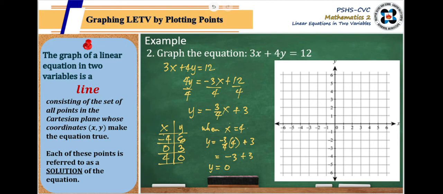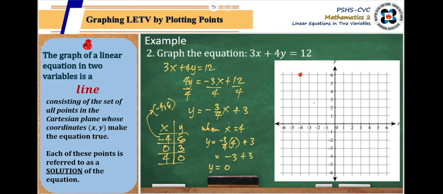So from the table, I'm going to plot now the pair of values that I got. Okay, so let's start with the first solution identified, negative 4, 6. This first pair of values represents the point negative 4, 6 on the Cartesian plane. So we just have to locate negative 4, 6. So where is that point? From the point of origin, we count 4 units to the left and then 6 units up. So we locate this point here. Okay, so that is the point negative 4, 6.